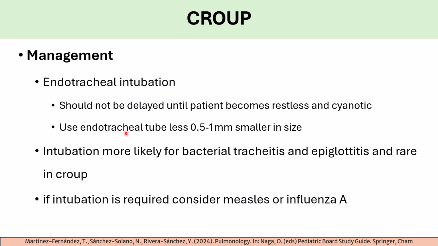You have to use a smaller size endotracheal tube in cases of croup, like 0.5 to 1 millimeter smaller in size. Intubation is more likely to be seen with bacterial tracheitis and epiglottitis, but is rare in classic cases of croup. If intubation is required in a case of croup, think about measles as a cause, or influenza A.